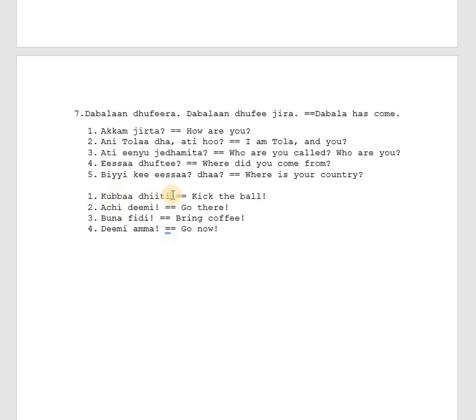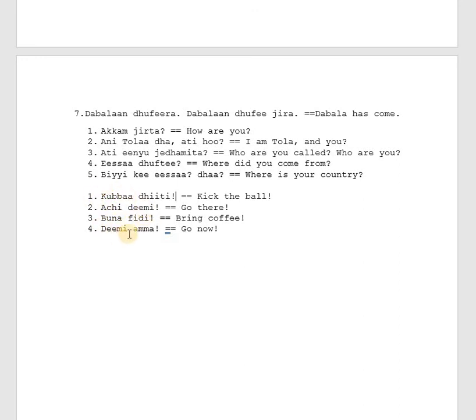These are commands or orders. Kuba eat. Sorry, I missed. Kuba eat. Kick the ball. Kuba eat. Go there. Bunafid, bring coffee. Coffee, bring. It's stronger than the bring coffee. Demi amma, go now. Demi means go. Amma, now.